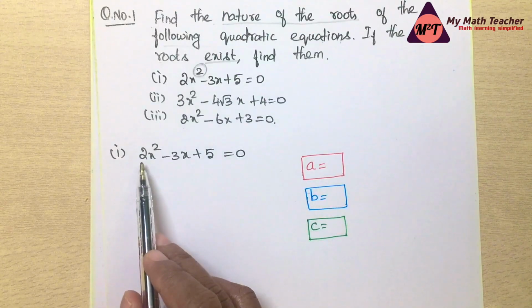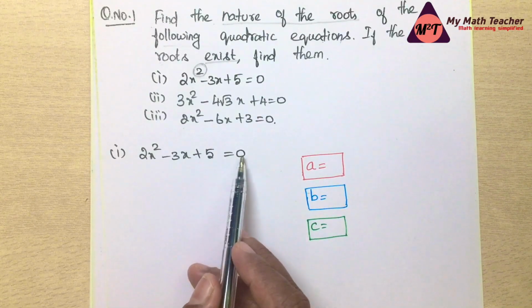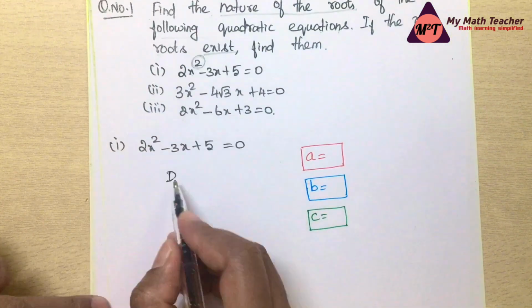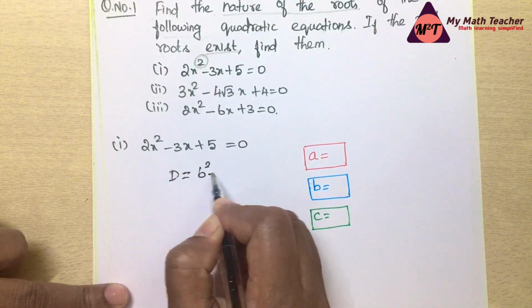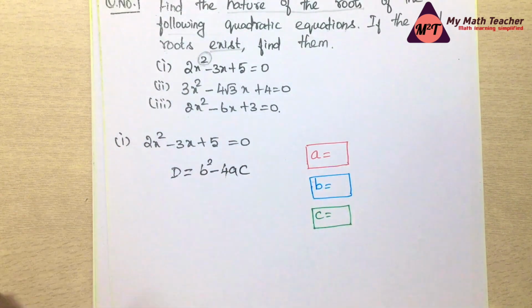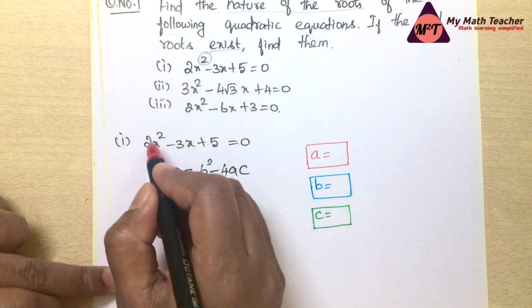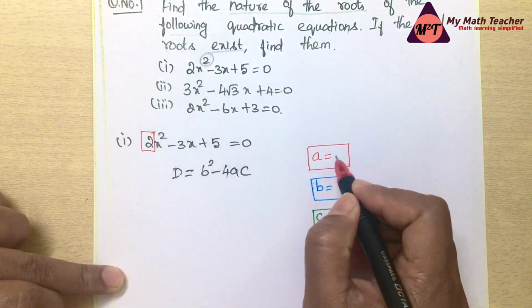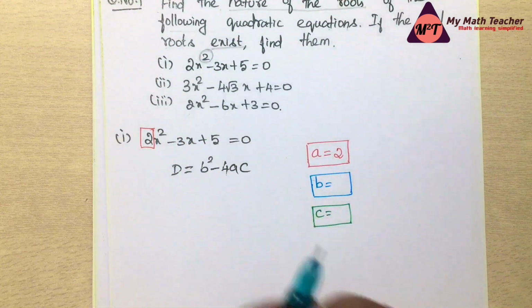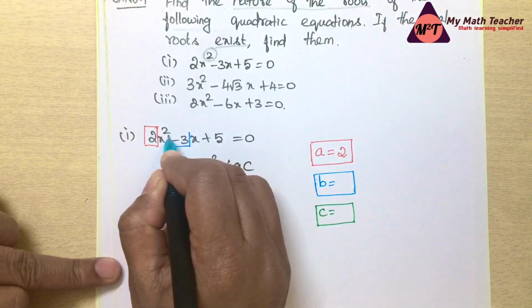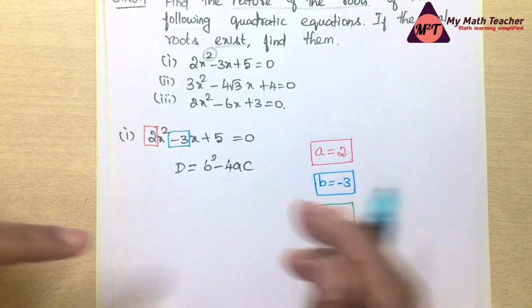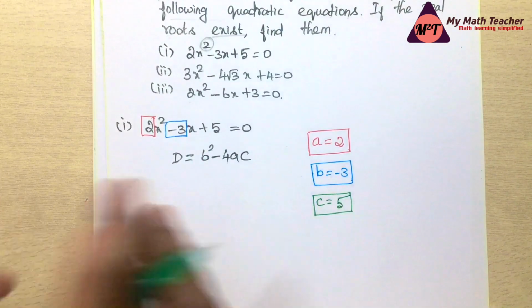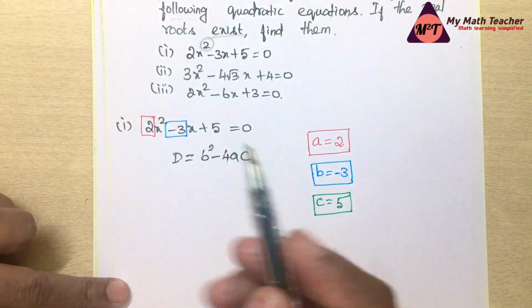This is the first subdivision, 2x square minus 3x plus 5, which is equal to 0. First step is you have to find the nature of the roots. D is equal to b square minus 4ac. Now we have to find a, b and c. A is always the coefficient of x square. In this case it is 2. Now b is coefficient of x. This is b, minus 3. And the last one, c, is the constant. That is 5.